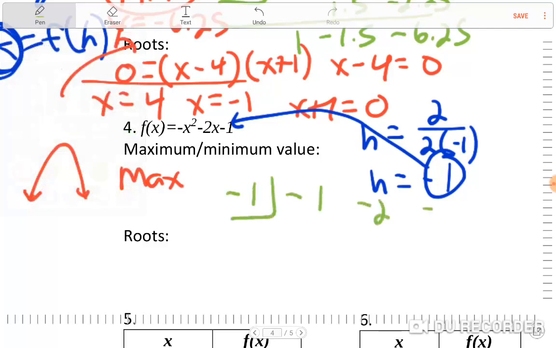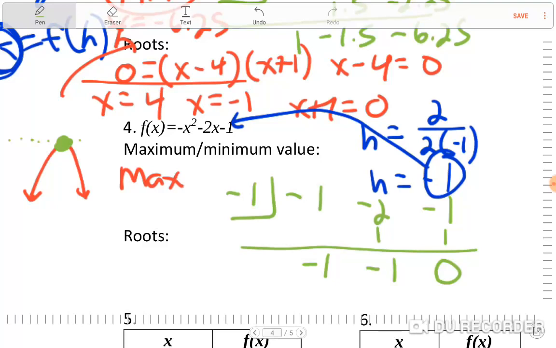But again, just to look cool for the kids, I'm going to use synthetic substitution. -1, -2, -1. I'm just putting a, b, and c. Drop the -1 as if it was hot. -1 times -1 is 1. -1, 1, 0. Oh, that's interesting. So that tells me that this function is going as high as 0, but because it's 0, it looks like that's going to be touching the x-axis, which is going to affect the roots, but we'll examine that shortly.